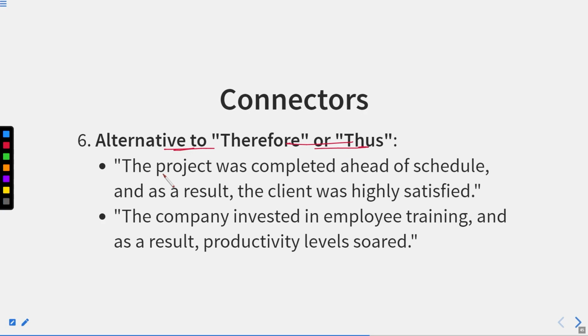Alternative to therefore or thus: the project was completed ahead of schedule, and as a result, the client was highly satisfied. The company invested in employee training. As a result, productivity levels soared.